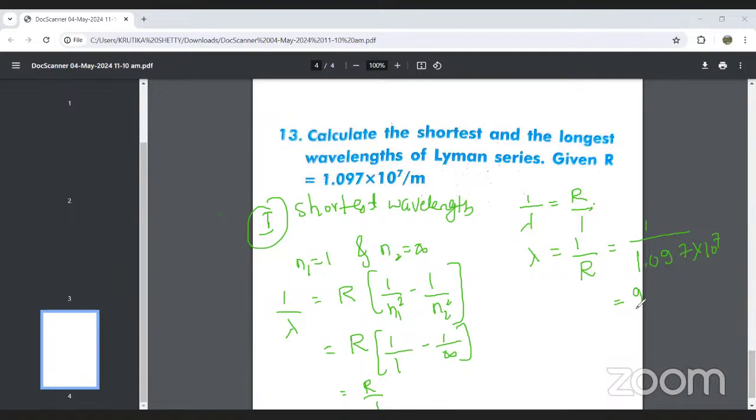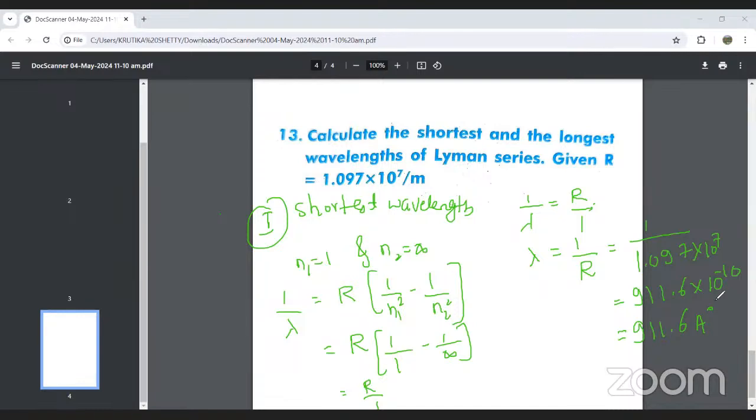So 1 divided by 1.097 is nothing but 911.6 into 10 to the power of, after shifting the decimal, I am writing it in terms of 10 raised to minus 10. 10 to the power of minus 10 is nothing but Angstrom. Therefore 911.6 Angstrom. So this is for the shortest wavelength.